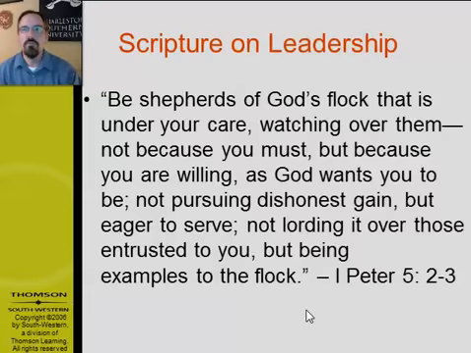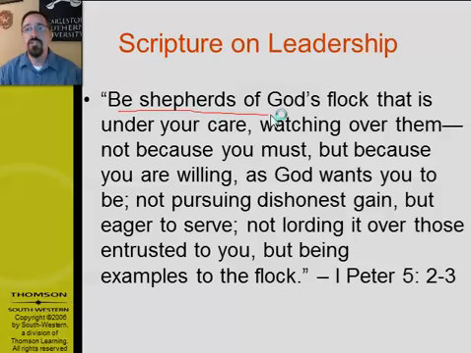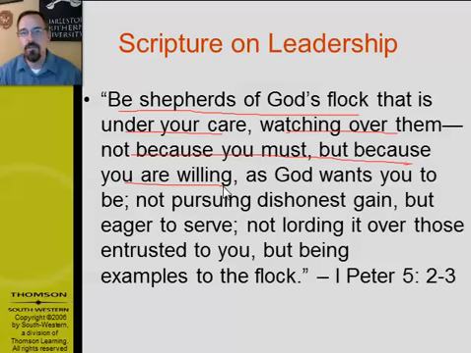So I want to leave you with one final thought. Again, this is leadership in the scripture, and it's talking about the church, but I think it's still applicable even if you're in a business organization. Be shepherds of God's flock that is under your care. Take care of your people, right? I think that's applicable whether you're in business or whether you're in the church. Watching over them, not because you must, but because you are willing, right?